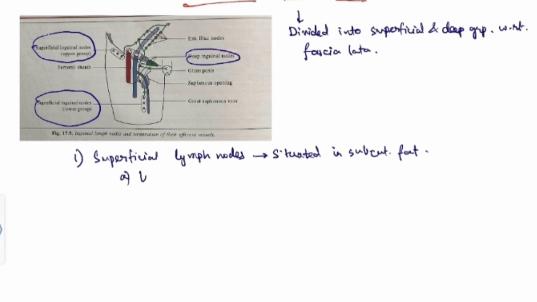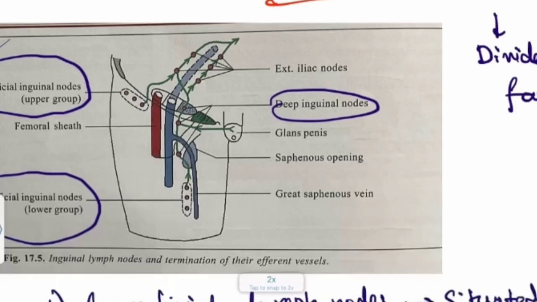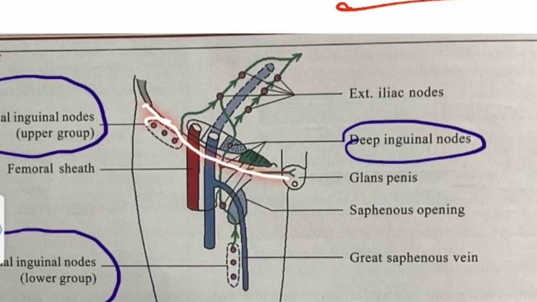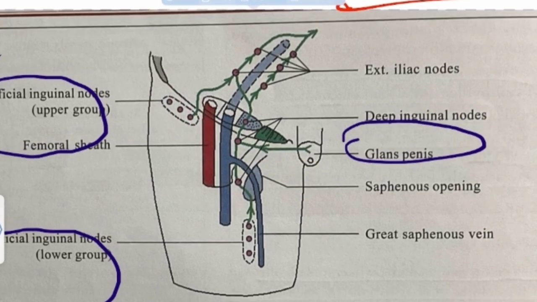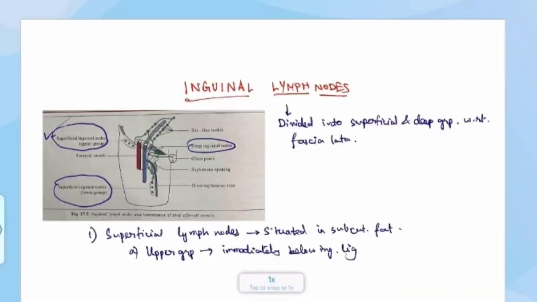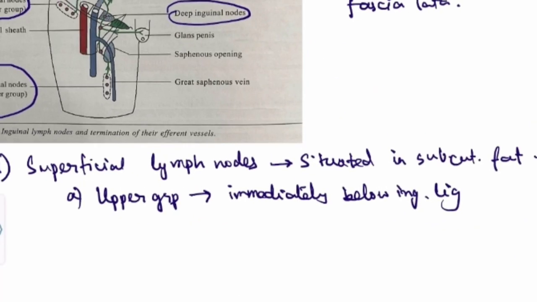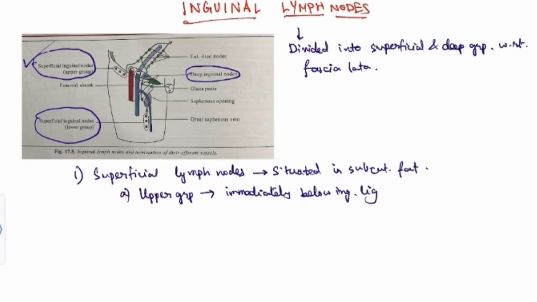Easy only, no? Upper group. So we are now talking about this. Where is it located? Immediately below the inguinal ligament. You can see the inguinal ligament over here, just below the inguinal ligament. Now, as I told you, they receive the afferents. The fun part about it is that the upper group and lower group have different afferents, but their efferents are the same. So we'll discuss the afferents differently, but we will discuss the efferents together.